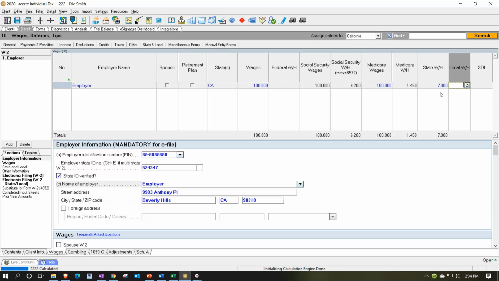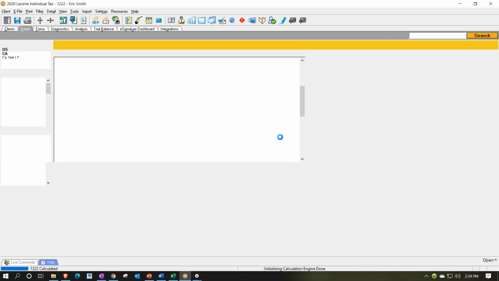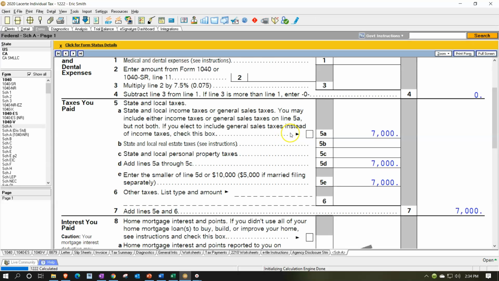Now that was actually paid. It wasn't paid by the taxpayer directly. They didn't write a check to the government, but the employer took it out of their pay based on the W-4 that they filled out and paid it to the government basically on their behalf. So that's going to be thought of as a payment by the taxpayer. And there's the $7,000.